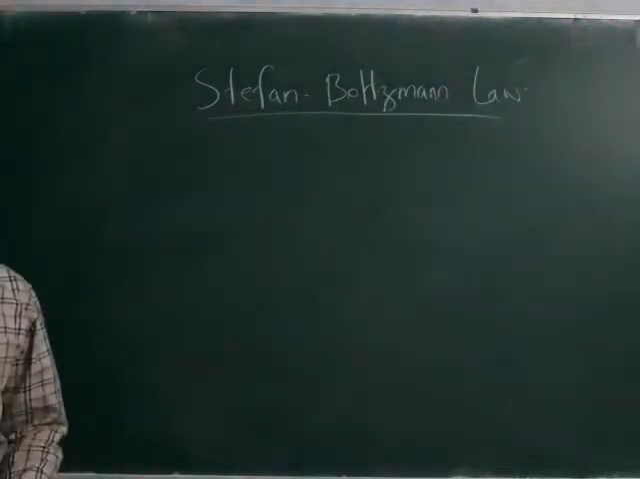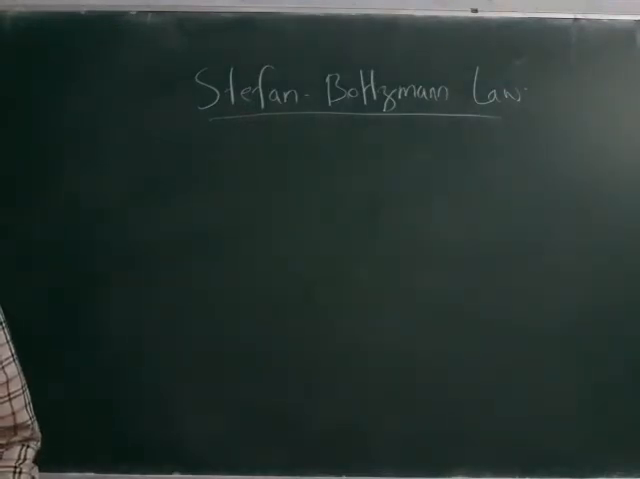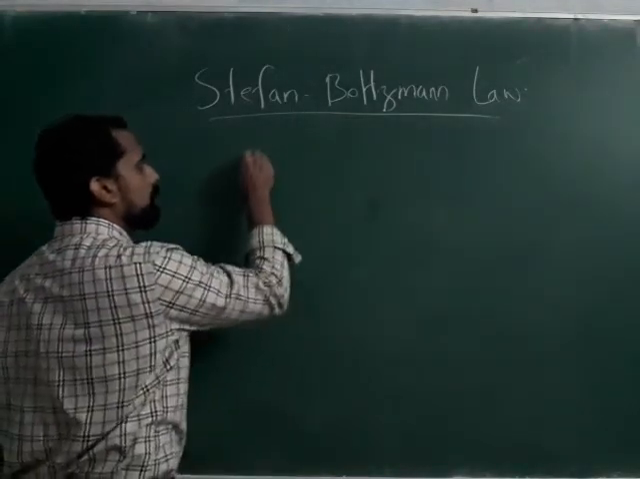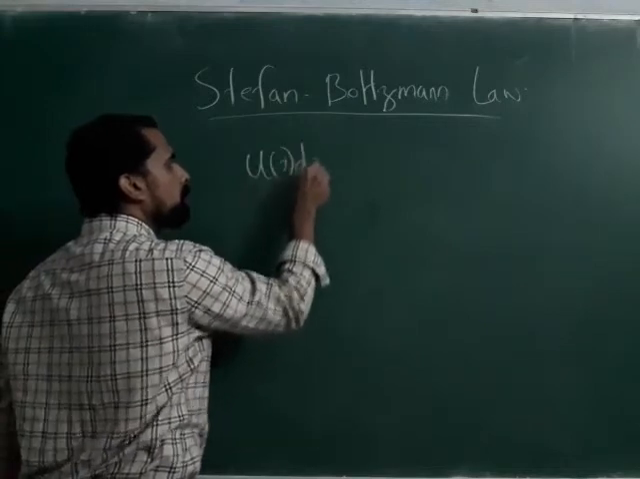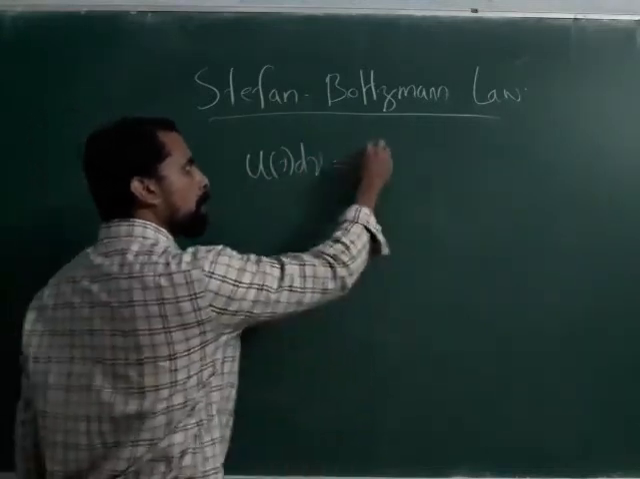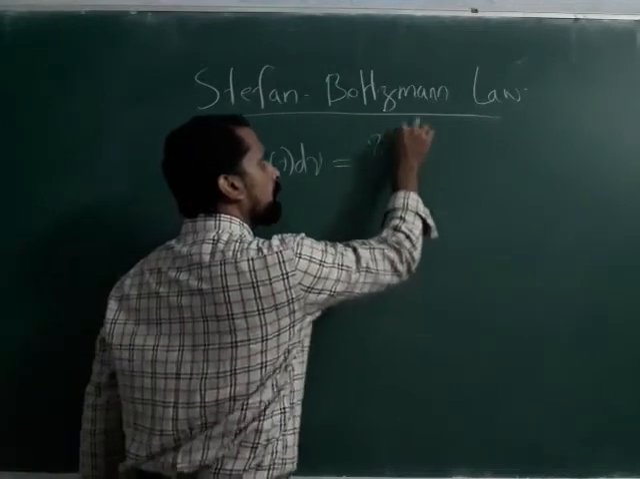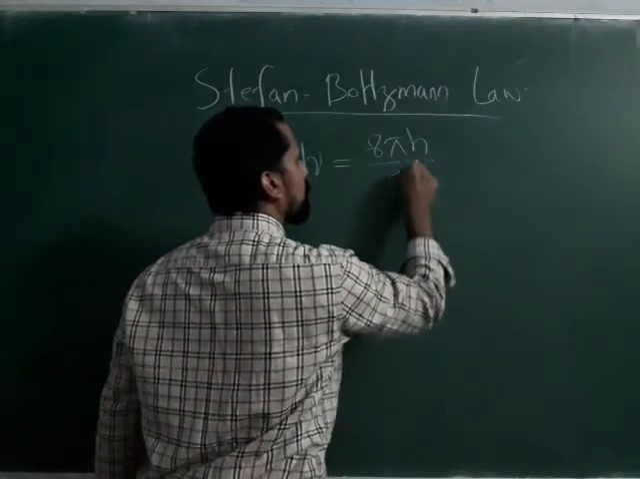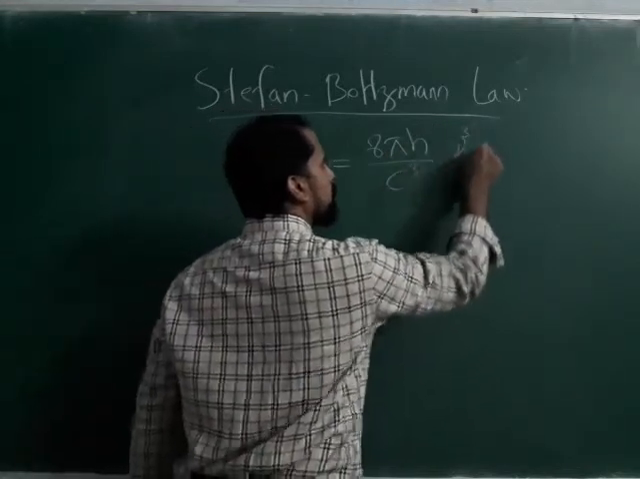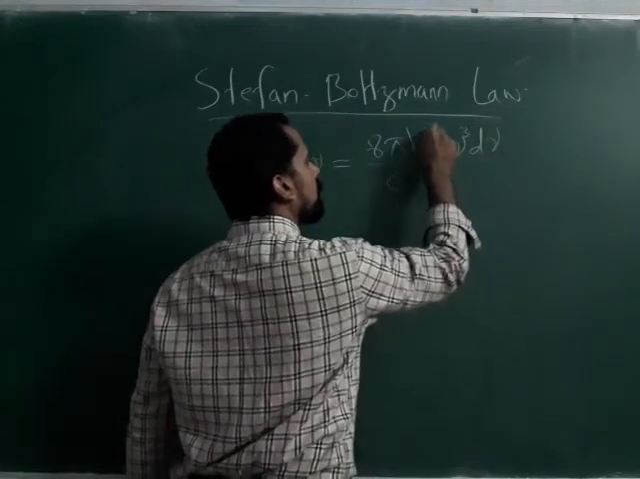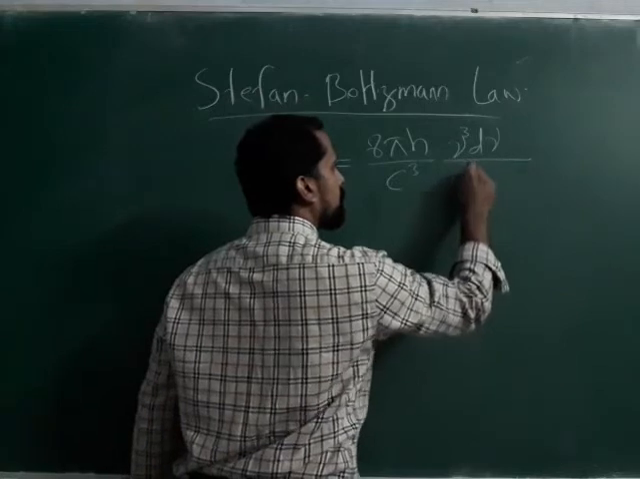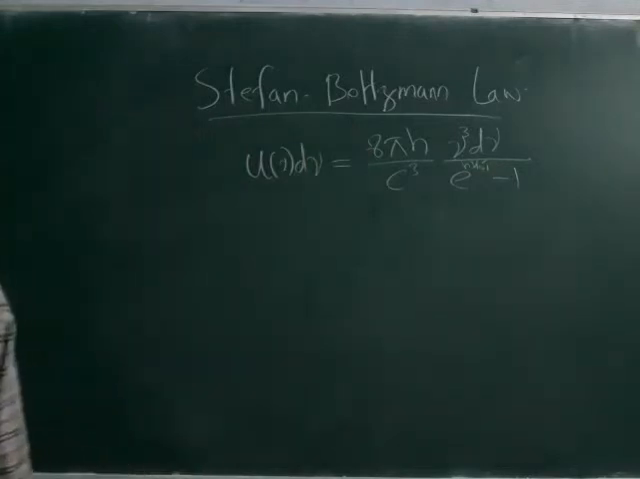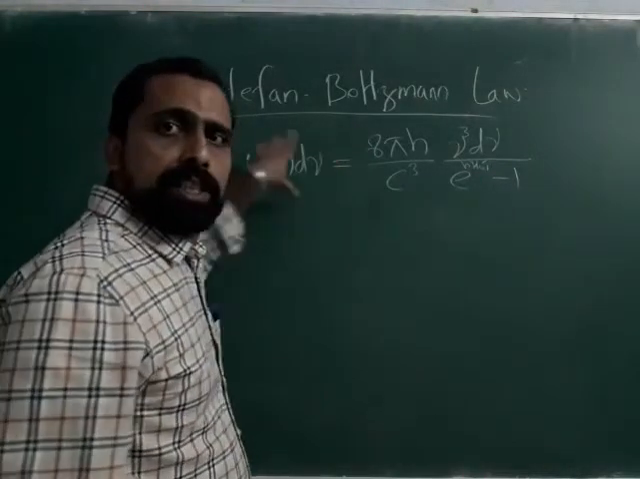So first we will write Planck's radiation formula. So Planck's radiation formula, what was it? U nu d nu is equal to 8 pi h nu cube d nu divided by c cube, times e raised to h nu by kBT minus 1. So this was Planck's radiation formula.